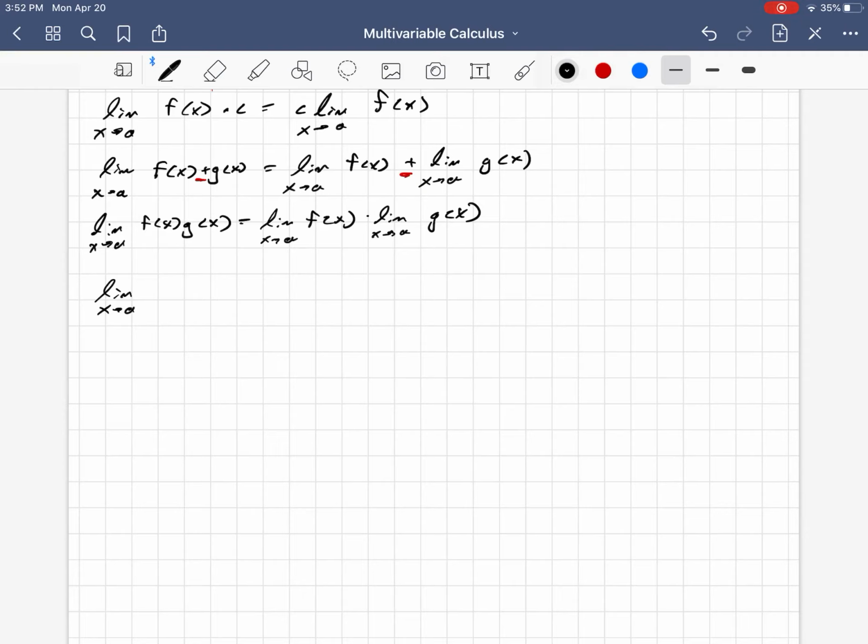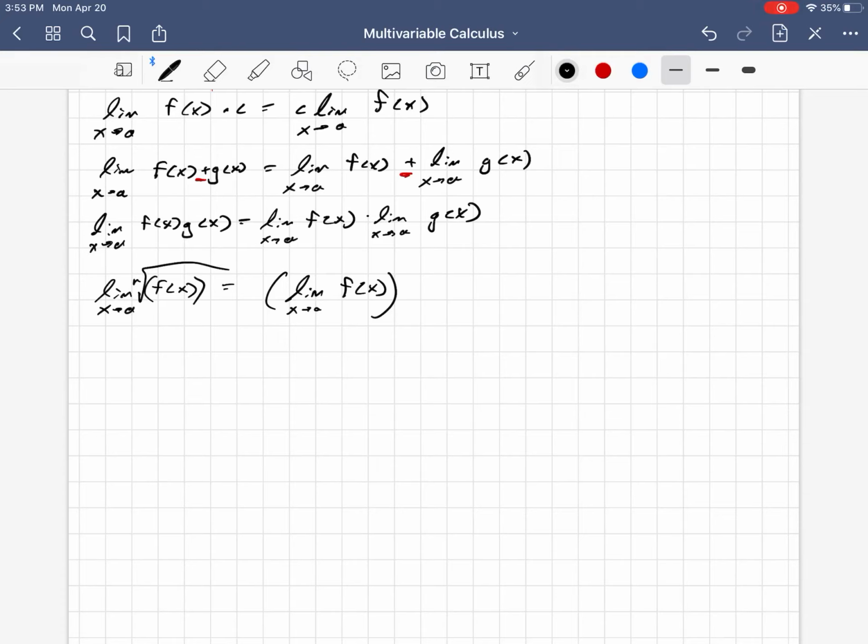If you have a power, let's say, for example, you have the limit as x approaches a. You don't use this rule too much, but if you have the limit as x approaches a of f of x to the n, you can write it as the limit as x approaches a of f of x, and you can take that limit and raise that whole answer to the nth power.